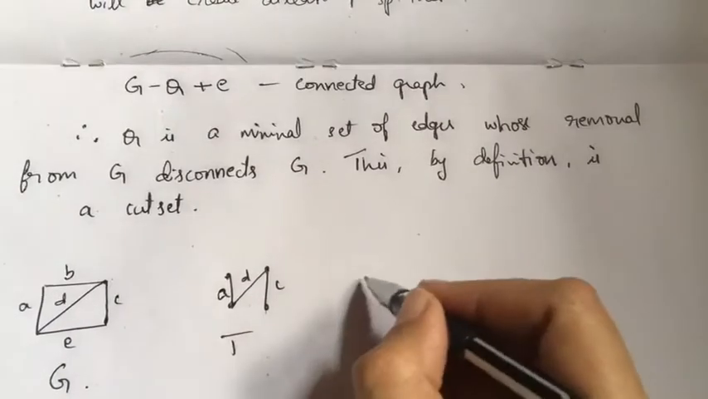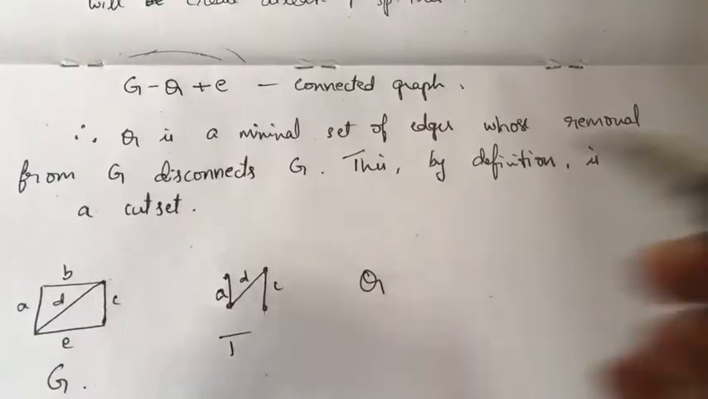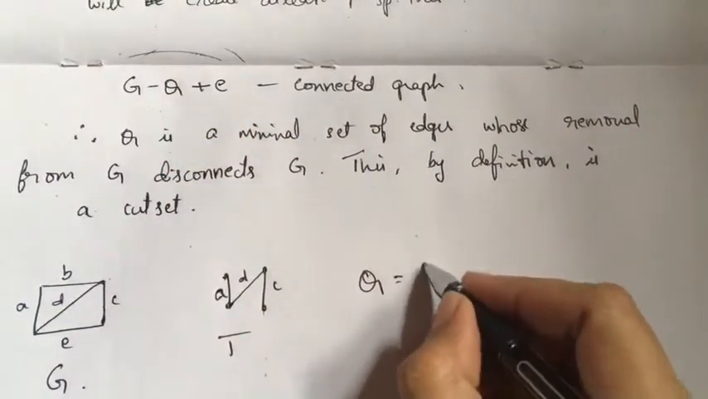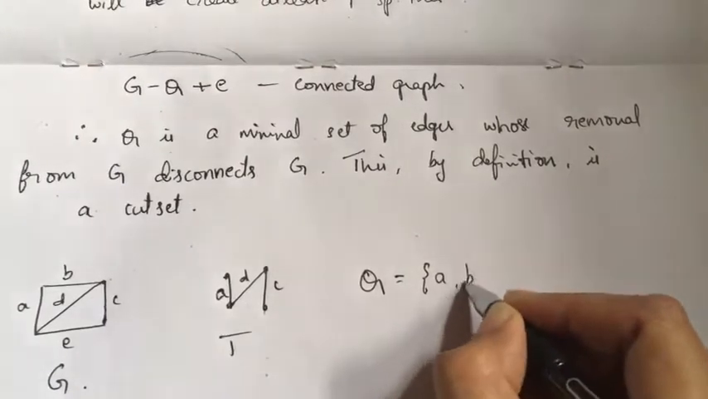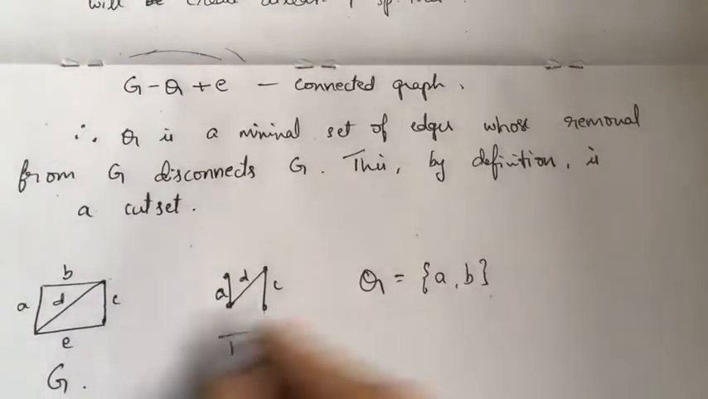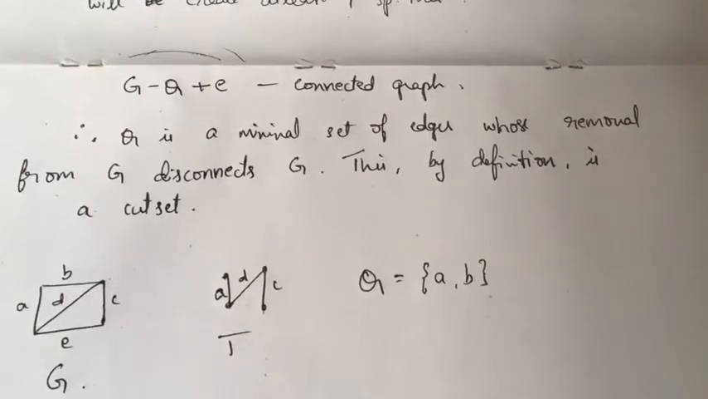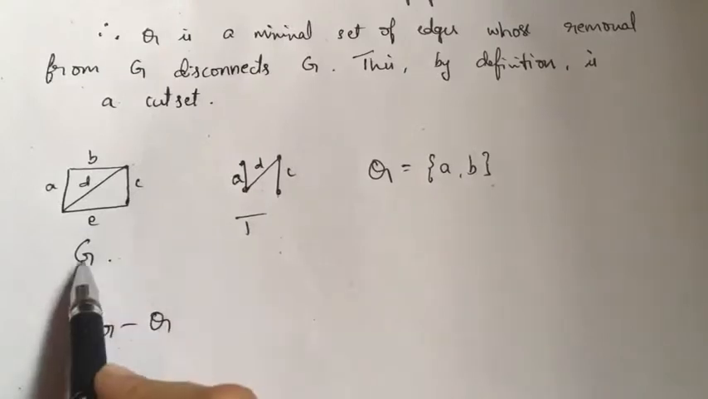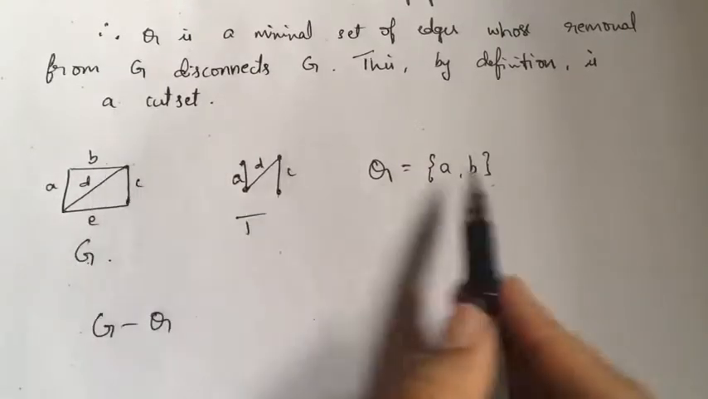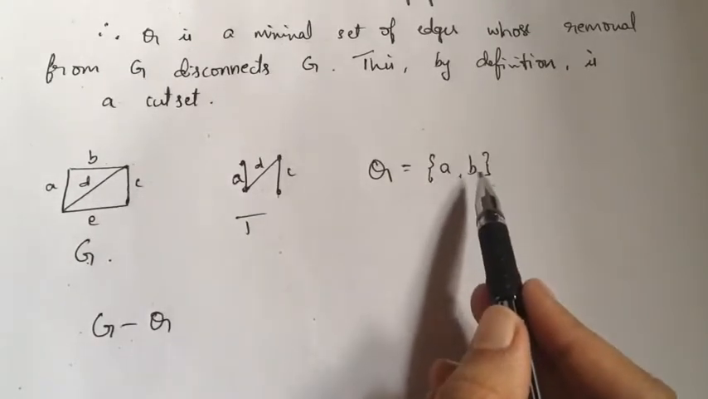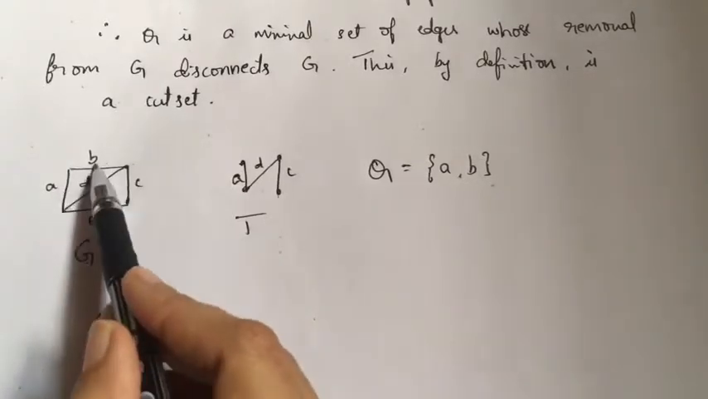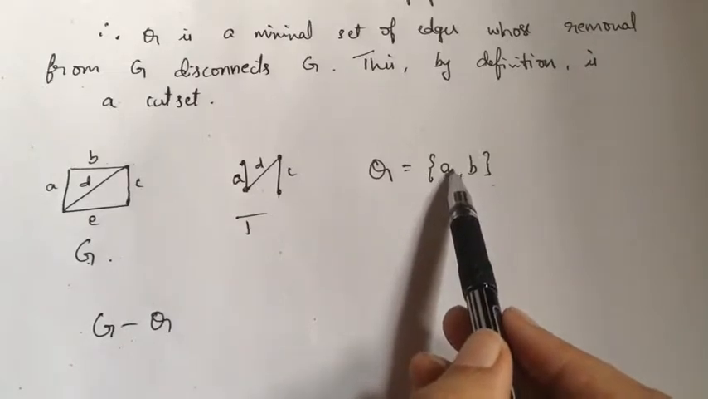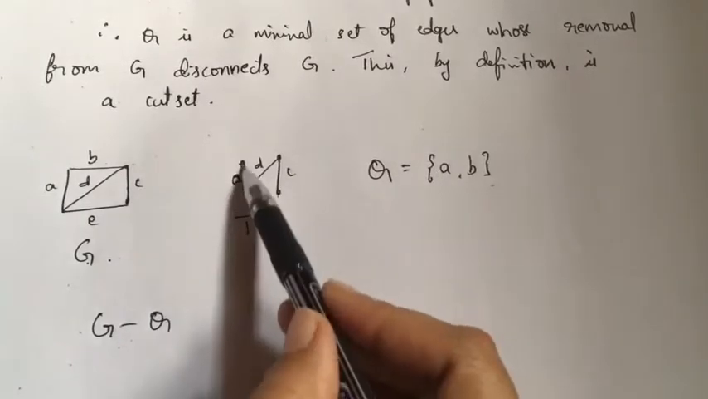Okay. I'll take a minimal set of edges which has got one branch of every spanning tree. Let me take it as say A comma B. Now what happens to G minus Q? You can guess. G minus Q. Okay. This is G. I am removing A and B. See, I have got one edge of spanning tree, one branch of spanning tree.